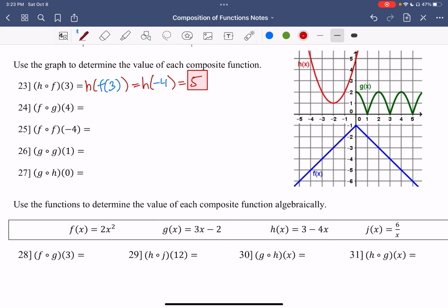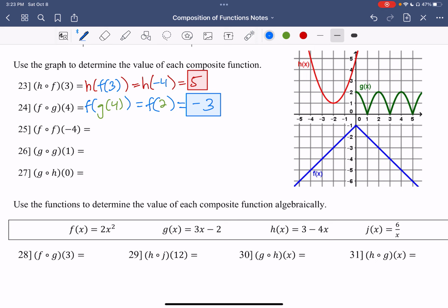Okay, f of g of 4. You start with the inside, find g of 4. Go to where x is 4, go to the green, you see that y is 2. So now you have f of 2. Do it again, go to where x equals 2. Now you're going down to the blue, so the final answer is negative 3.